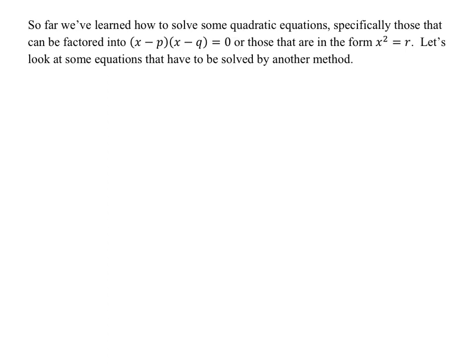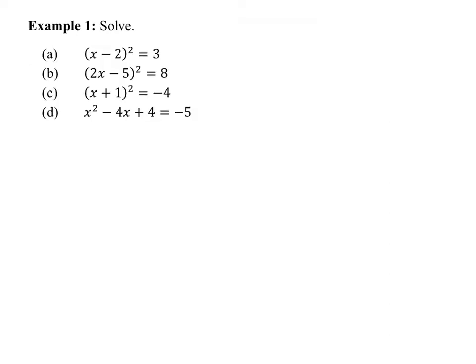So what if we can't get something to look like this, right? What if we can't factor? Or what if we can't get it like this, where we could just take the square root? Then the question is, what do we do besides the quadratic formula, which comes from completing the square? Start with completing the square.